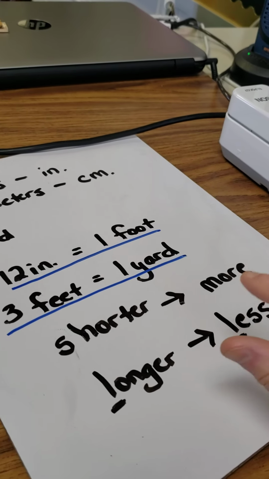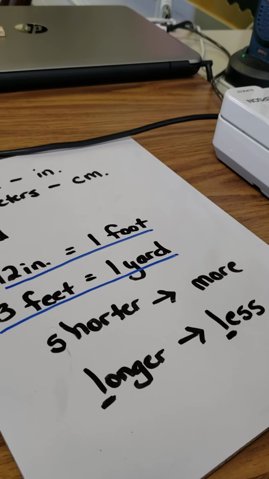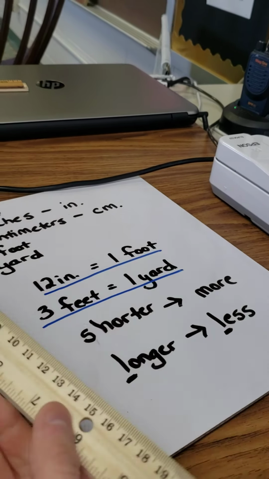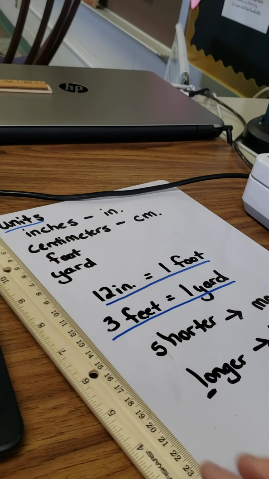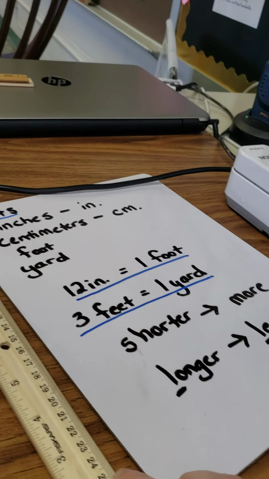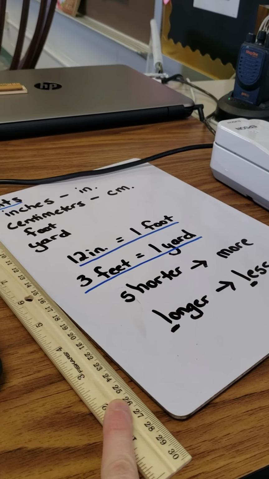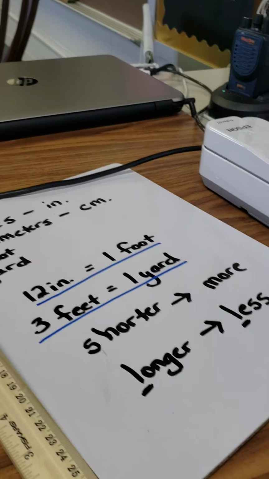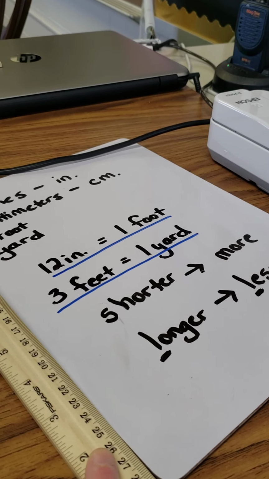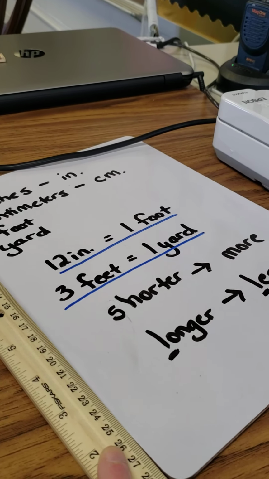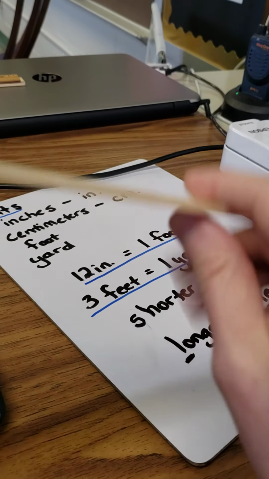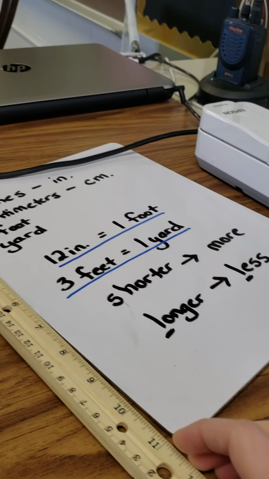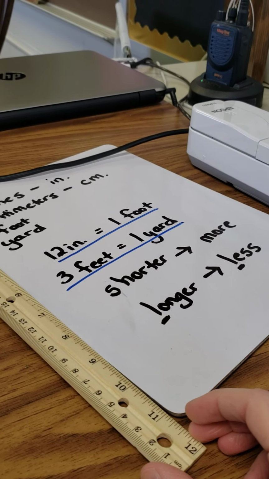So think back to our lesson from Tuesday when I was using my inches and my centimeters. When I measured the length of this whiteboard, it's about 29 centimeters. So because they are shorter, I need more of them. 29, that's a decently big number. But if I turn my ruler over, it's going to take me about 11 and a half.